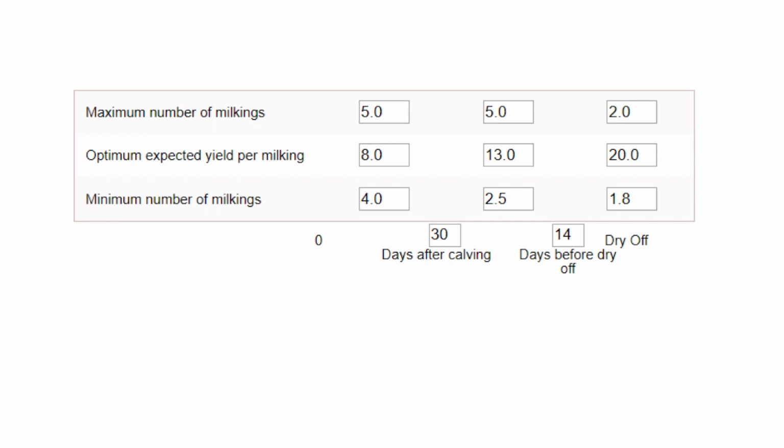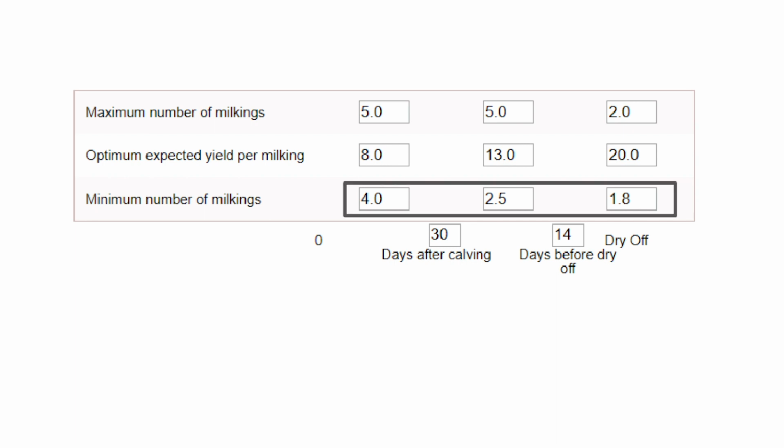Now it's time to understand the rows of the milk access table. To start, we'll talk about the minimum number of milkings. So the minimum number of milkings is, no matter what a cow is milking, they are able to get milked this many times in one day. So for the 0 to 30 days in this milk access table, they would be able to get milked 4 times a day. In between the 30 days and before 14 days of dry off, they would have access to be milked 2.5 times a day, no matter what their production was. And before dry off, 1.8 times per day.